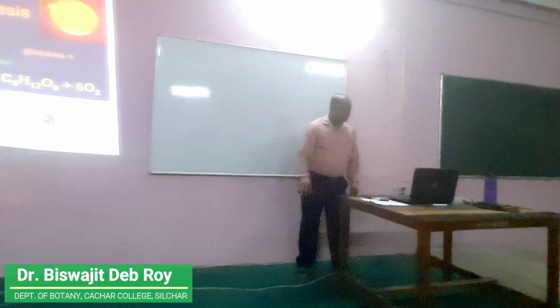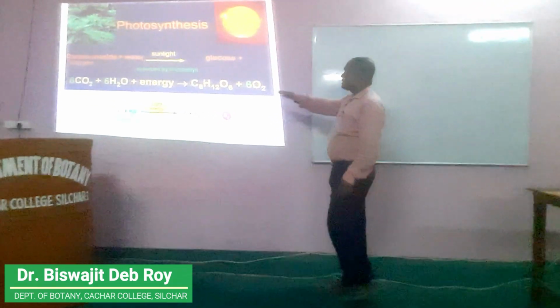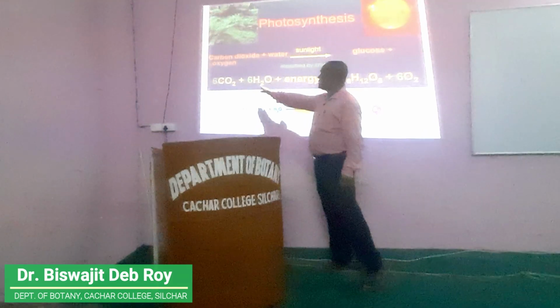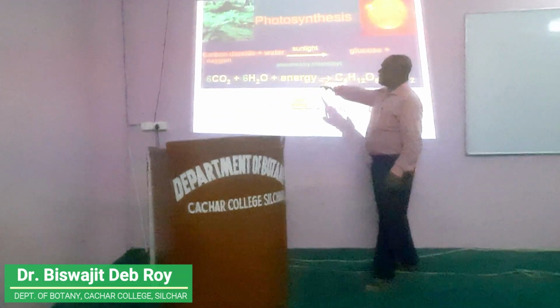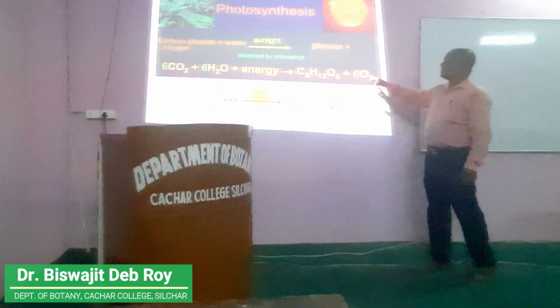Now, we see the reaction. In this reaction, we have seen how carbon dioxide combines with water and energy from sunlight to form glucose and oxygen. This oxygen is referred to as the byproduct of photosynthesis.